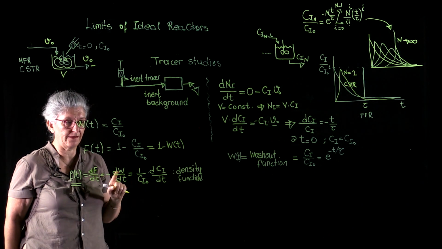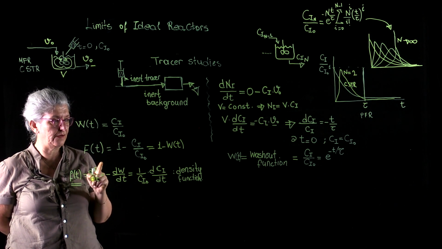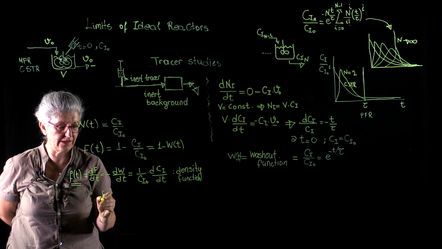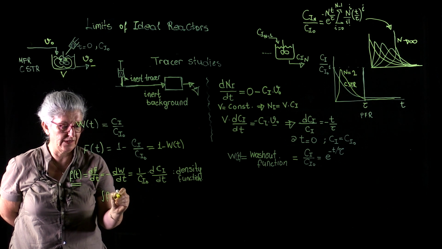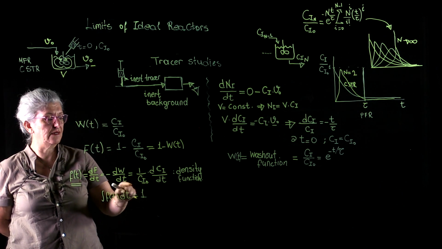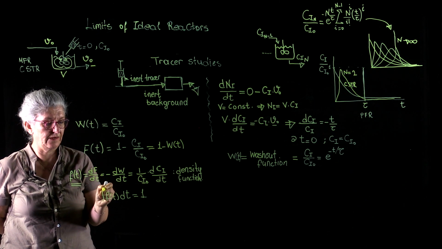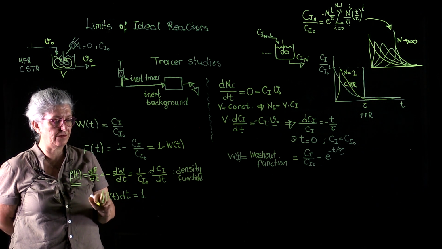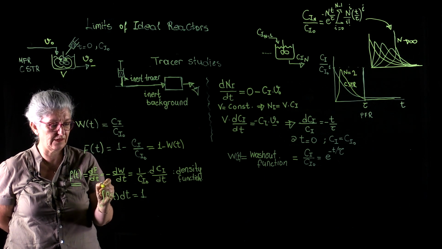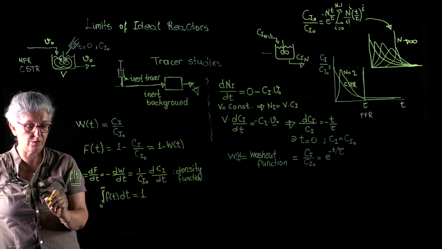Now, we have a few definitions for f of t. So first of all, the integral of f of t dt is equal to 1. It doesn't depend on the initial concentrations. It doesn't depend on the system parameters. As a result, this f of t is a normalized distribution. Of course, the integral limits are between 0 and infinity. This term is called the zeroth moment.